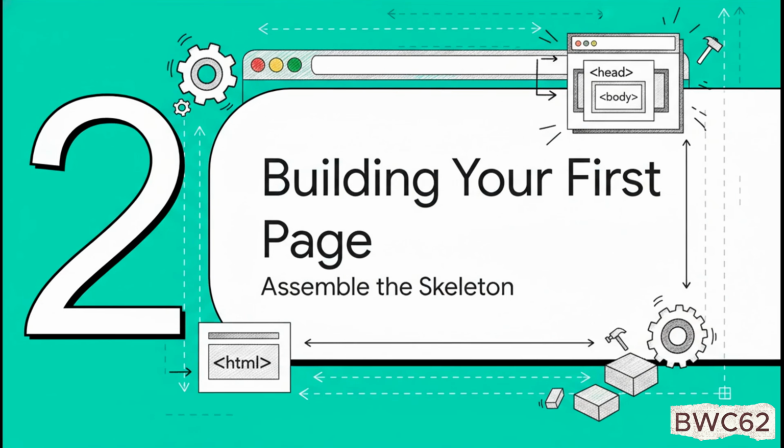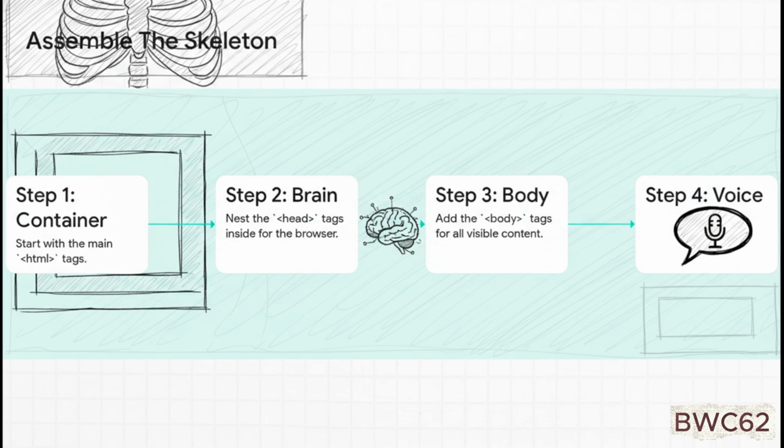All right, enough talk. Theory is great, but let's actually get our hands dirty. It's time to take those three building blocks and assemble our very first web page skeleton. Let's do this. So as you can see, it's a really logical process. First, we lay down our main container, the HTML tags. Then, inside that, we pop in the brain, the head. Step 3, right after the head, we add our body. And finally, to actually make our page say something, we're going to put an H1 Hello World inside the body. That H1 just tells the browser, hey, make this a big, important heading.